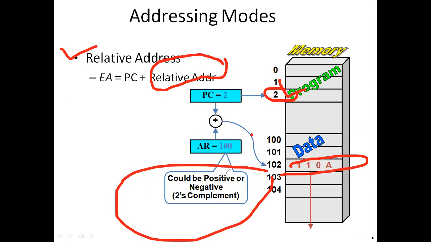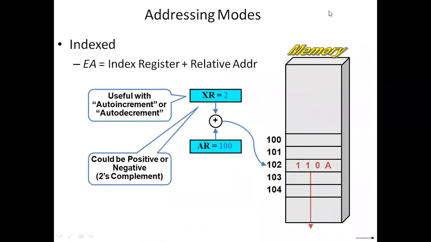Anyway, so this relative address I'm talking about can be either positive or negative, and by negative we are talking about the two's complement form. Then index mode, that's a very easy one, of course: index register plus relative address. It is useful with auto increment or auto decrement. That is the plus point of this index register.